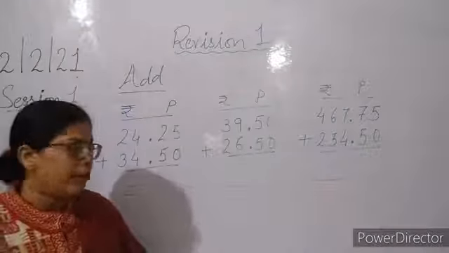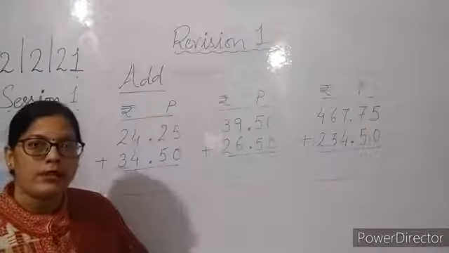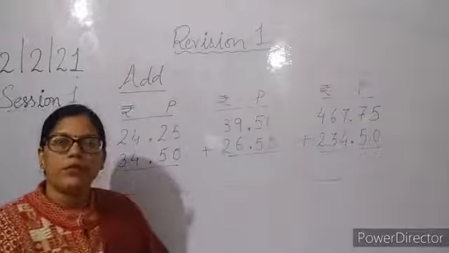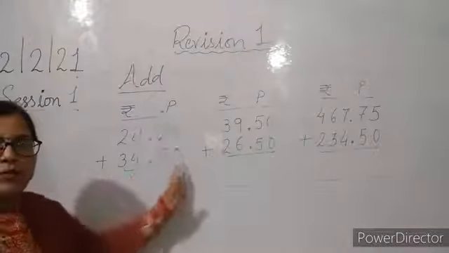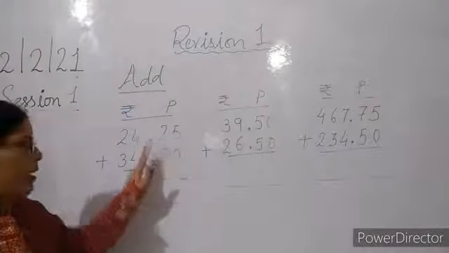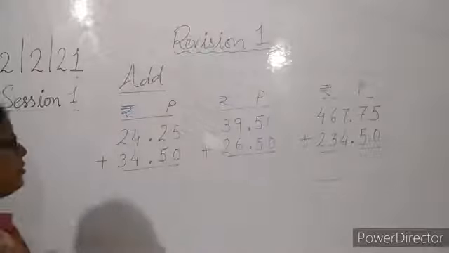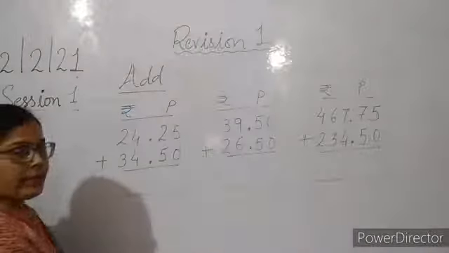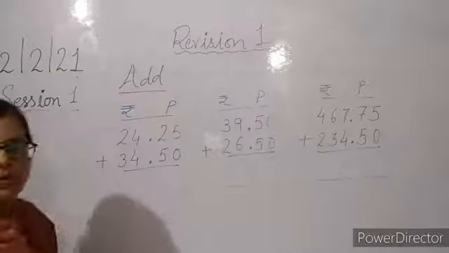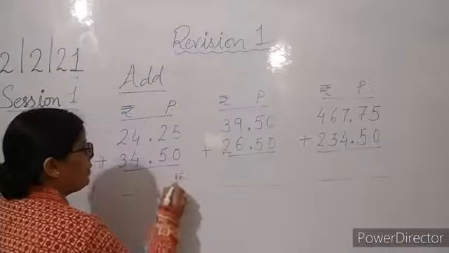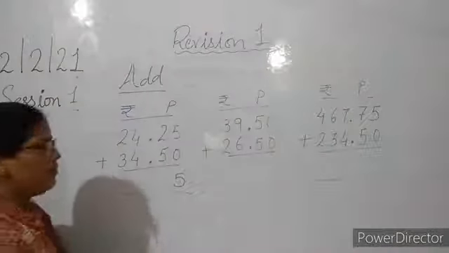So here I have written the questions of addition. Here you have to add rupees and paise. First of all we add the paise amount and then we add the rupees amount. So let's start. We'll begin from the right side. What is given here? At the first place 5 plus 0. So 5 plus 0 is 5. And then the second place is 2 plus 5. What is 2 plus 5? 7.